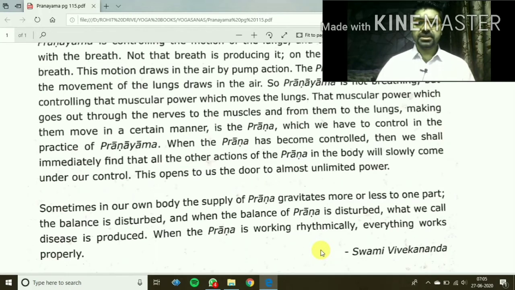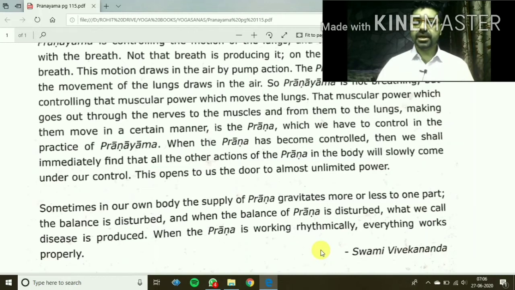Sometimes in our own body, the supply of prana gravitates more or less to one part. The balance is disturbed. As I told you, people suffer from breathing problems. You might also notice, if you have a cold, only your right nose is working, or only your left nose is working. You are unable to breathe through both the nostrils. During a cold, that problem will be there. All these problems evolve and you have to eliminate them by the practice of pranayama.